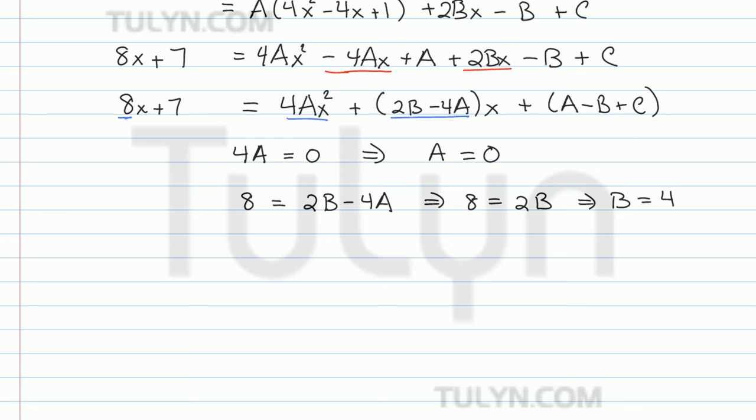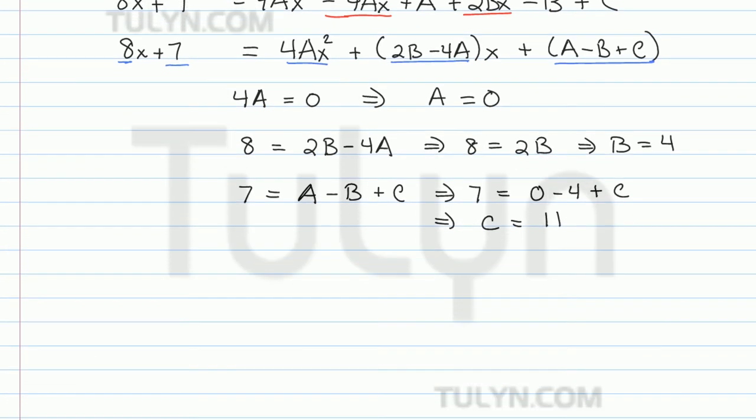Notice that this constant term, A - B + C, for the same reasoning, has to be equal to 7. So we have 7 is equal to A - B + C, and then plugging in what we know, 7 has to be equal to 0 - 4 + C, and thus C has to be equal to 7 + 4, which is 11.